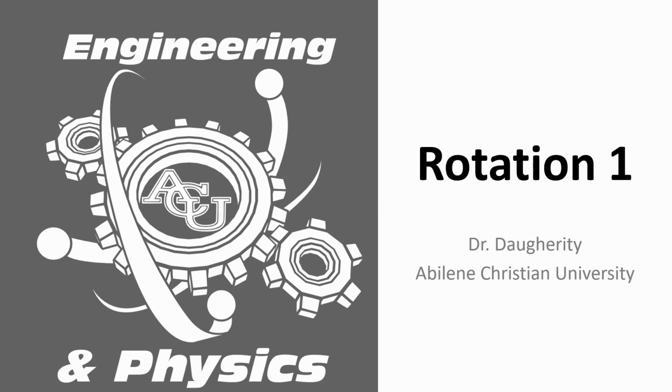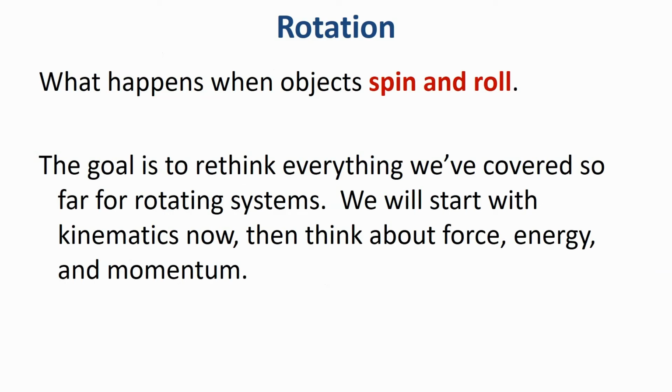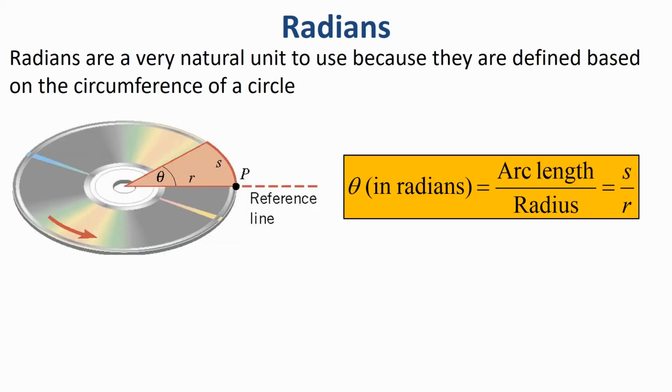Let's talk about rotation. So now it's time to address what happens when things spin and roll. All we're going to do is review basically everything we've covered so far, but for rotating systems. So we'll start off with the definitions and the kinematics for now, and then in part 2, we'll talk about force, energy, and momentum. So this is covering what we've done before, but extending it to something new, so it should be a good way to learn and review at the same time.